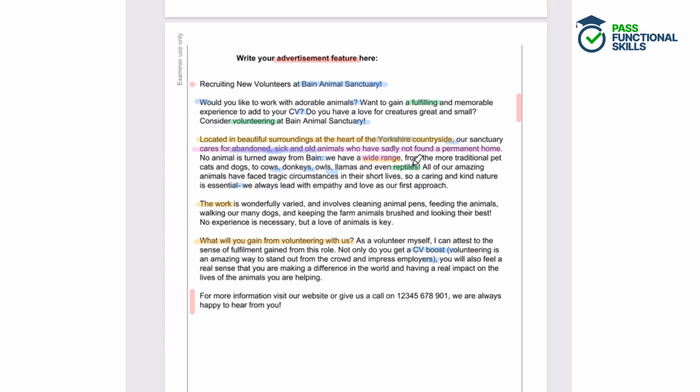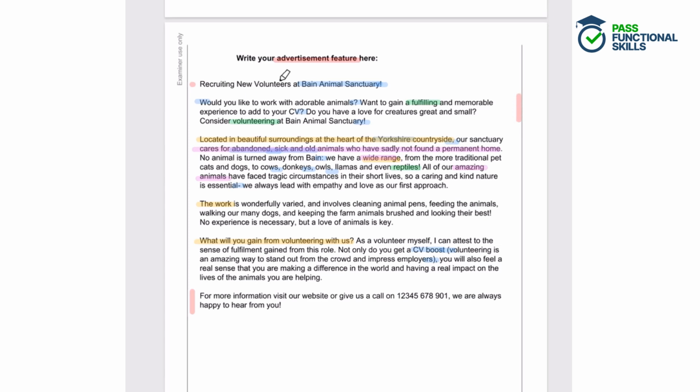The next sentence is linked onto this because we have another mention of these amazing animals, and then we have an explanation that they have faced these tragic circumstances. So a caring and kind nature is essential when looking after them. So all of the sentences follow on in a really logical way, and all of them make sense together. We also have paragraphs that flow on from each other.